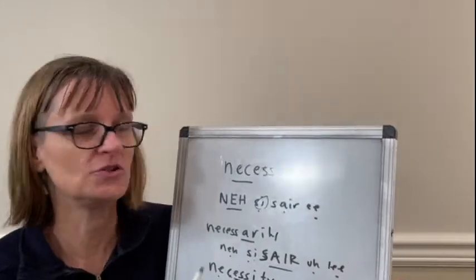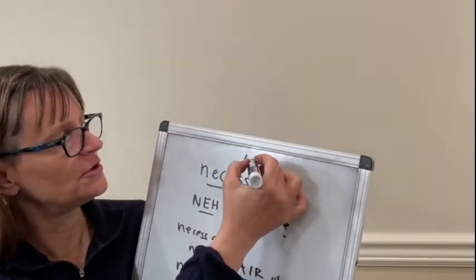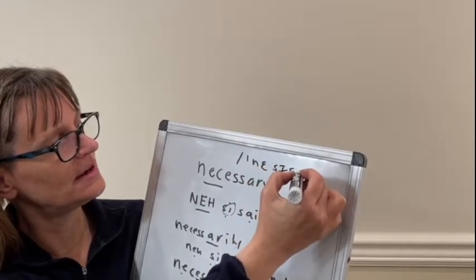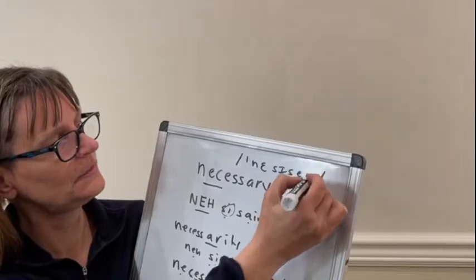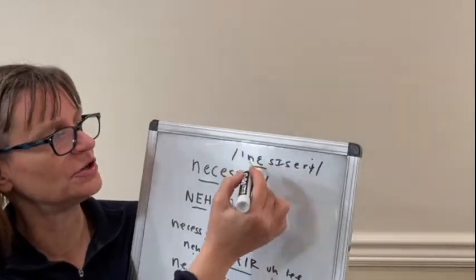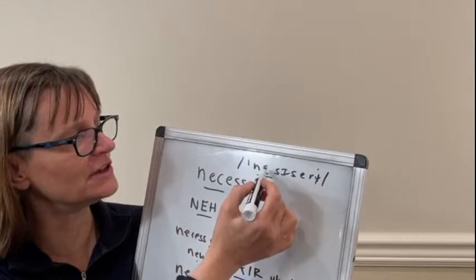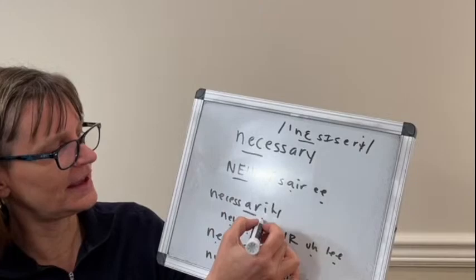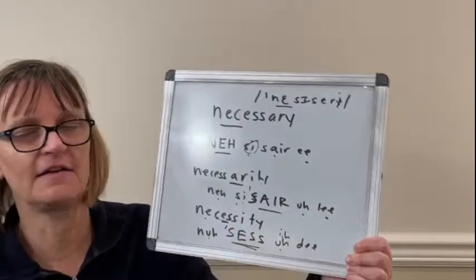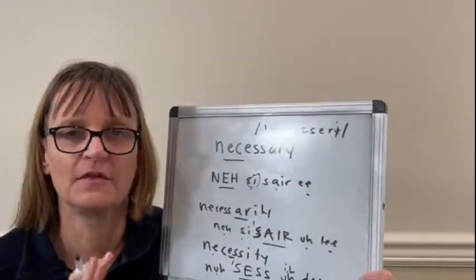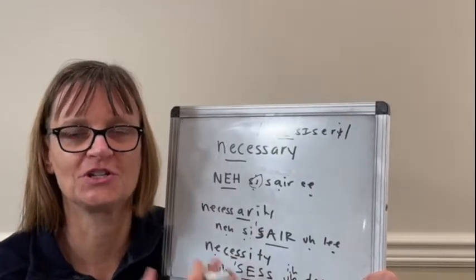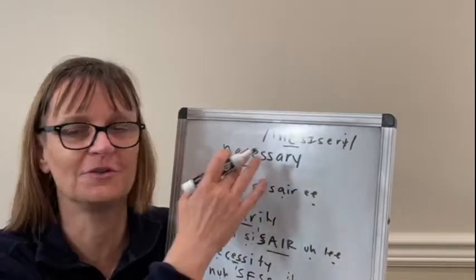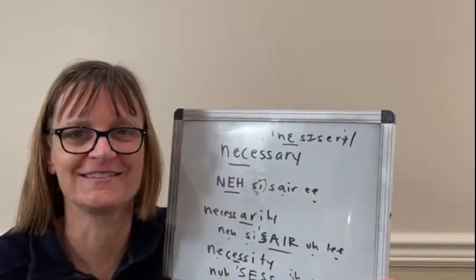In the dictionary, they do show you syllable stress, so it's going to show you a line before the stressed syllable in necessary, and you can see that vowel in the stressed syllable. And then in necessarily, it'll have the stress before the air. In necessity, it'll have the stress before the second syllable. So the vowel sounds change, the rhythm changes depending on which iteration of the word you're looking at, and you do want to start to be able to recognize that in the dictionary.